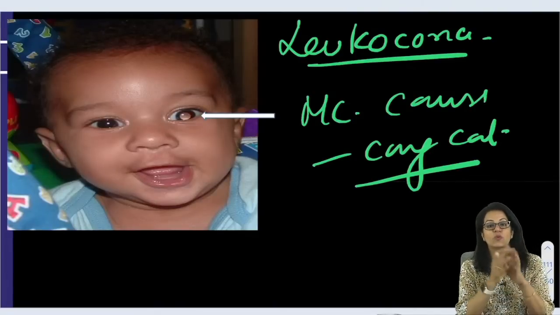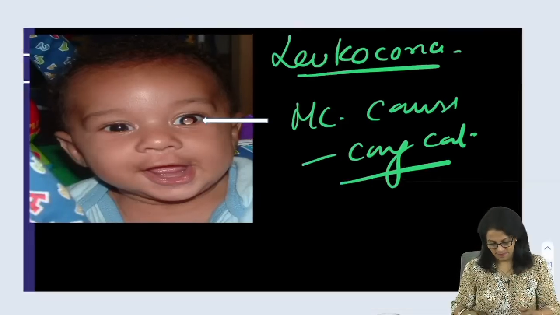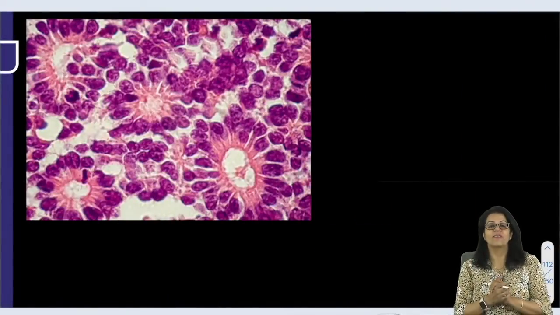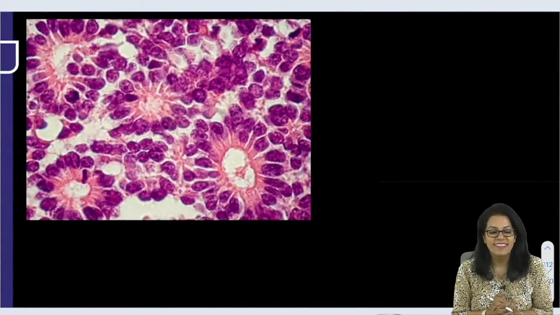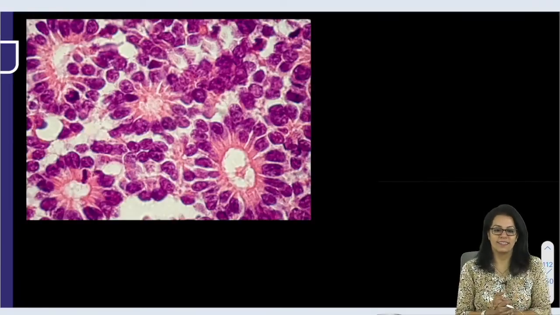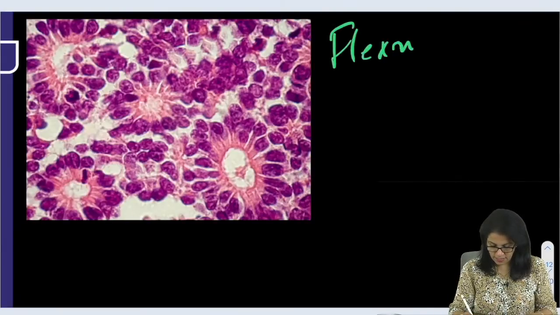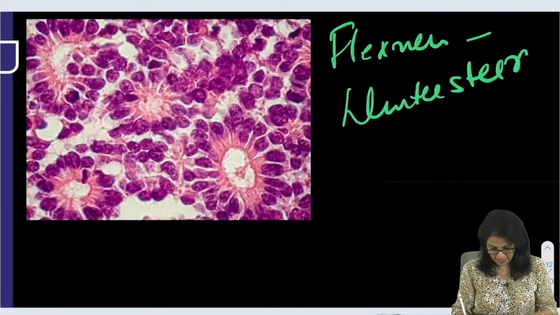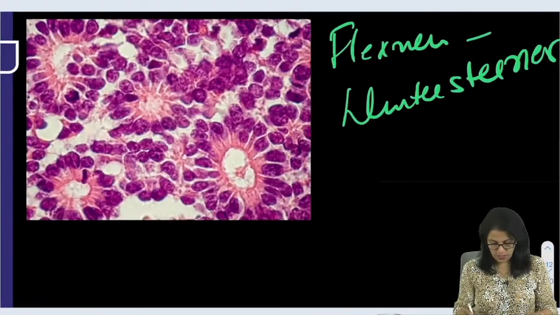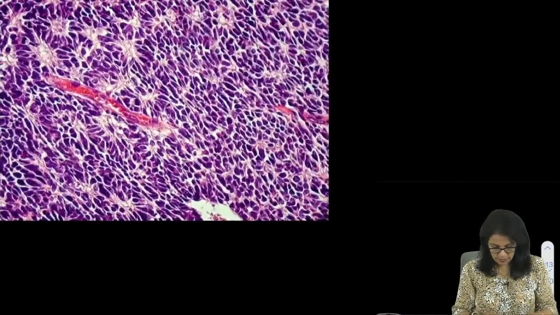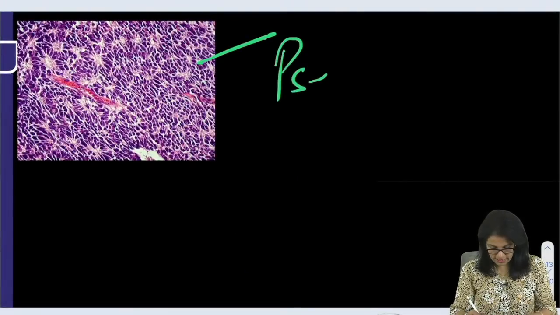What did you say? Pseudogliomas, right? Okay, so this was a very recently asked question. What you are now looking at here is Flexner-Wintersteiner rosettes, with the central lumen and columnar cells. This is Flexner-Wintersteiner. So this was your exam question. I have included this, and when there is no lumen in the center, these are pseudo rosettes.